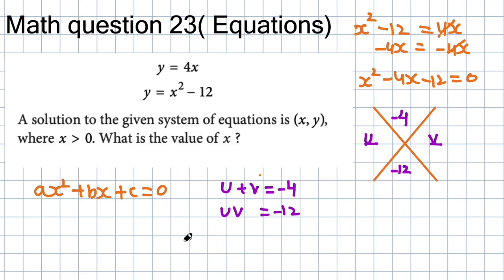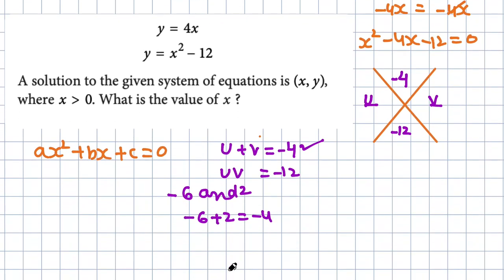Let's guess, what if I say negative 6 and 2? Let's see if it's fulfilling our condition or not. So negative 6 and 2, if I add them, yes, I am getting negative 4. Perfect. Now if I multiply them, negative 6 times 2, it is negative 12. Yes, again, perfect. So that means u and v are negative 6 and 2. Okay, perfect.